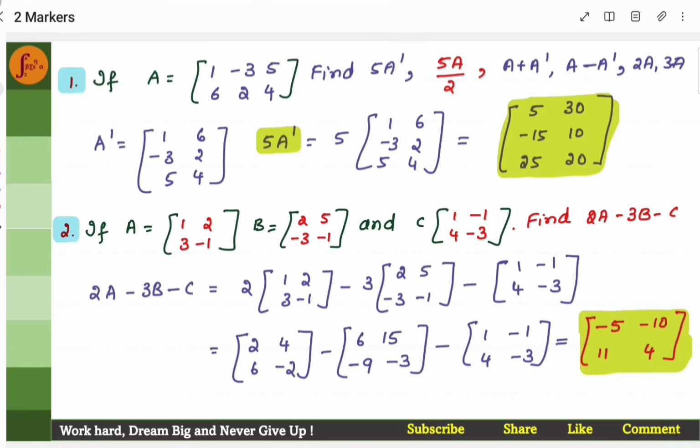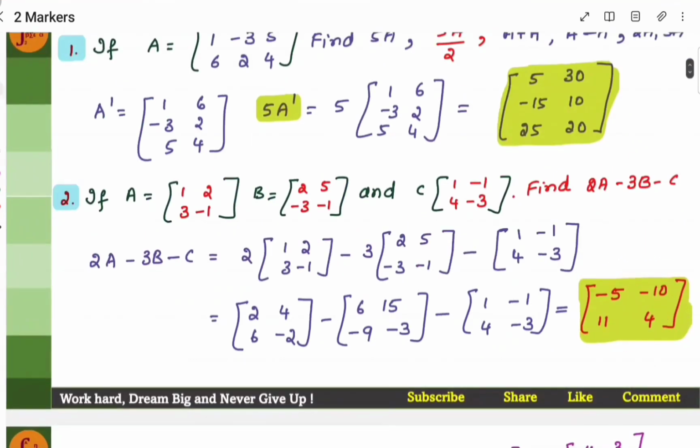Here, this is another kind of problem where 3 matrices are given. You'll have to solve them. That is, you have to find 2A minus 3B minus C, right? So you multiply the matrices and get the final matrix.